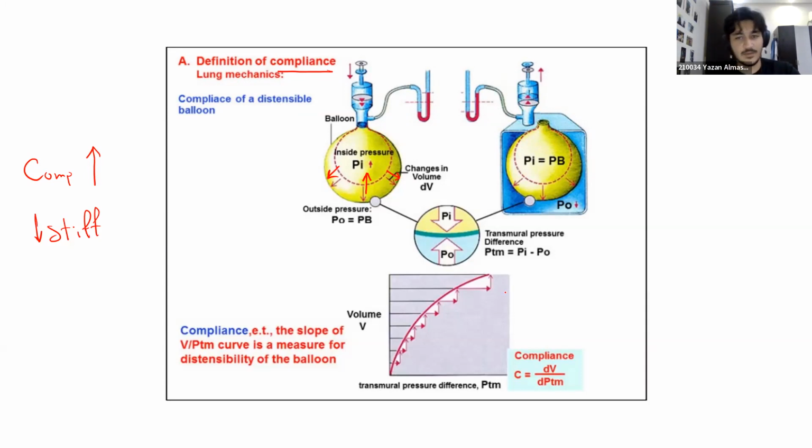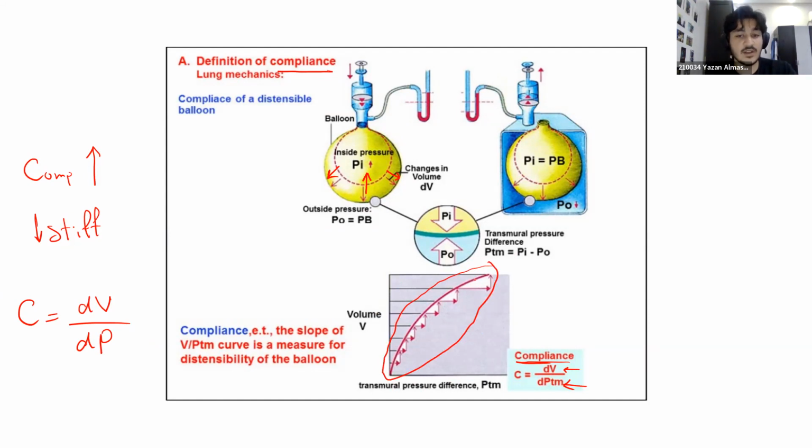Tamam. Now, compliance as an equation is the change in volume over the change in pressure. So let's write it here. Compliance equals change in volume over change in pressure. Tamam? Okay. So let's say that we plot the compliance. Okay, this is the graph that we're going to get. I mean, we plot the volume divided by the pressure, and we get this graph.